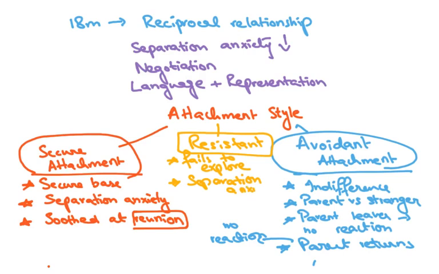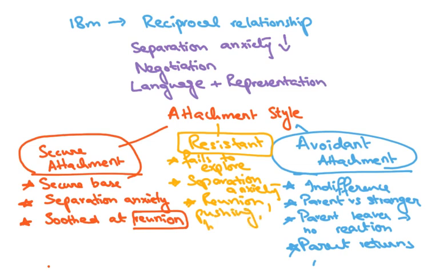However, at reunion, these children are not soothed very easily. So what they do is engage in something called resistive behavior. At reunion, they're not soothed by the reunion. Rather, they might be pushing the parent or hitting them. So there are some angry behaviors involved in the resistant style of attachment.